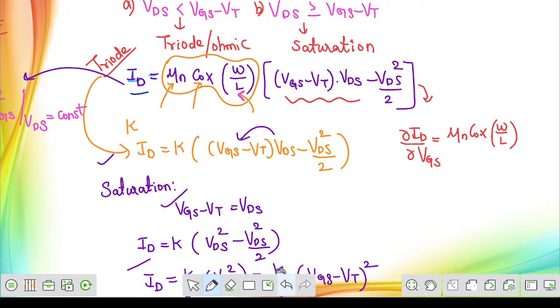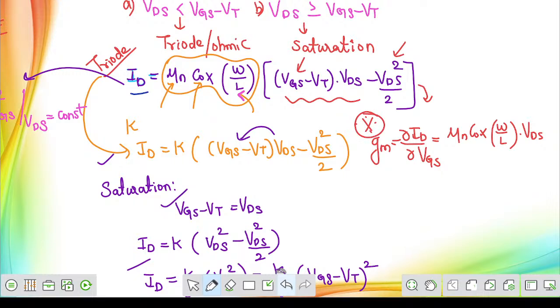If you are differentiating it, see what will happen. This term will be 0 because there is no VGS. In the first term, if you are differentiating VGS, that will become 1, and 1 into VDS will come outside. That is VGS minus VT into VDS. So VDS will come outside. This is nothing but the transconductance formula in the triode region.